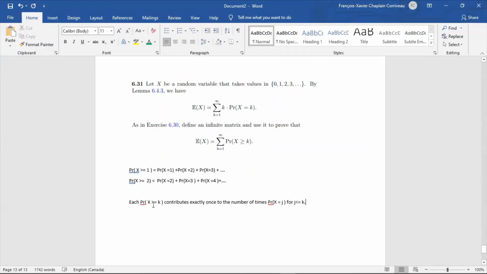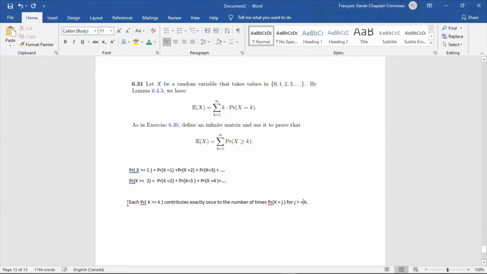So what does that mean? If I put k is equal to 1, then the probability that x is greater or equal to 1 contributes exactly once to the number of times the probability that x is equal to 1 for j less than k. So did I switch the order around? I think I might have. So here, if I plug in 2, 2 contributes exactly once to the number of times x is equal to, oh, I should put, it's a greater, right? Smaller, greater or equal to k. Yeah, I did switch the order.